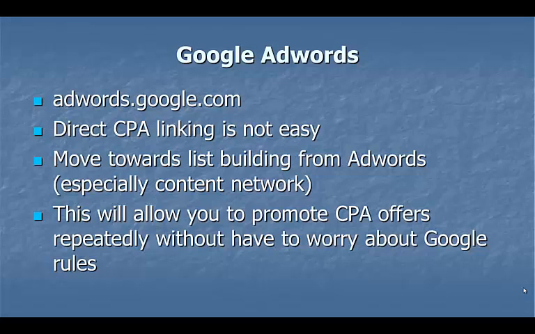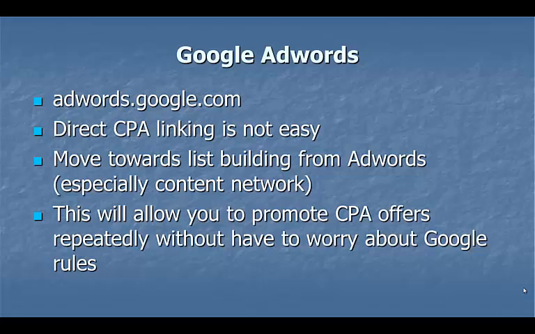Like I mentioned, direct CPA linking is not as easy as it used to be in the past, and there's a number of reasons for that. Number one is the duplicate URL rule. If somebody else is running a similar offer and they have a better quality score than you do, your ad's never going to be shown.